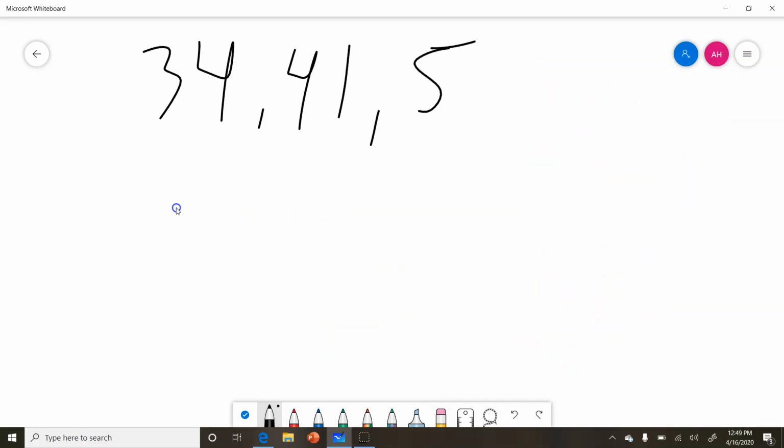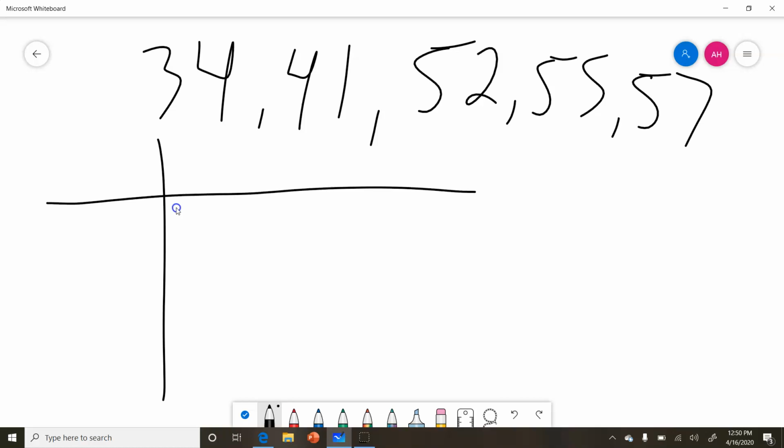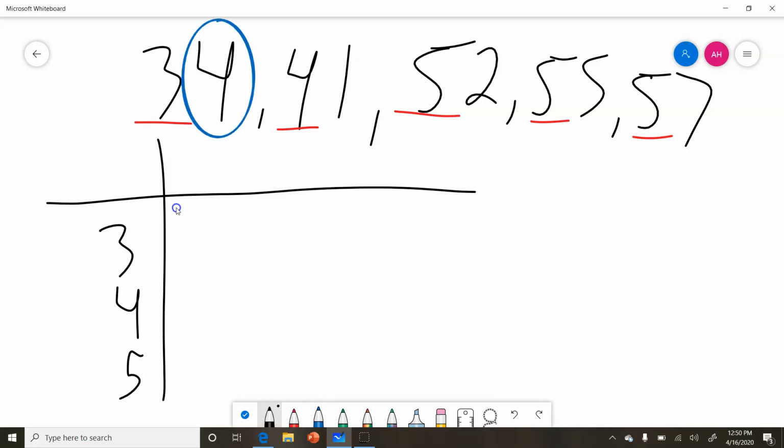Now the last thing that we're going to do is the leaf and stem. So if I give you numbers like 34, 41, 52, 55, and 57, and I said make a stem and leaf, the way we do that is over here we have 3, 4, and 5. That's representing the 3, 4, and 5, 5, 5. Then I take how many are trailing here? The 4. So there's my 4. I say how many are trailing behind this 4 right here? There's just 1. So I just put a 1.